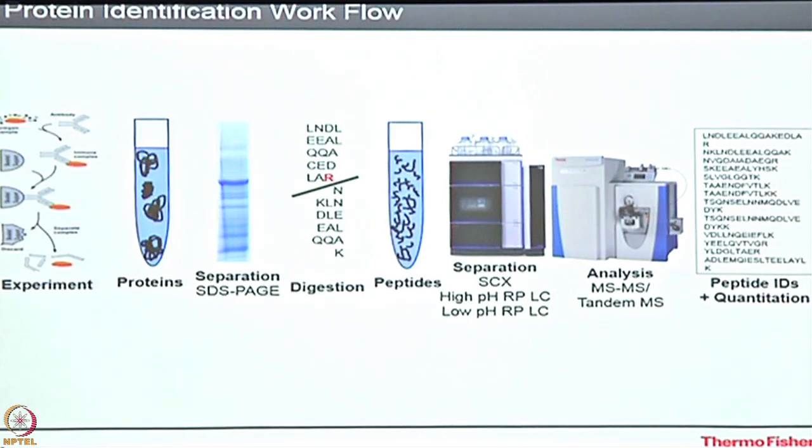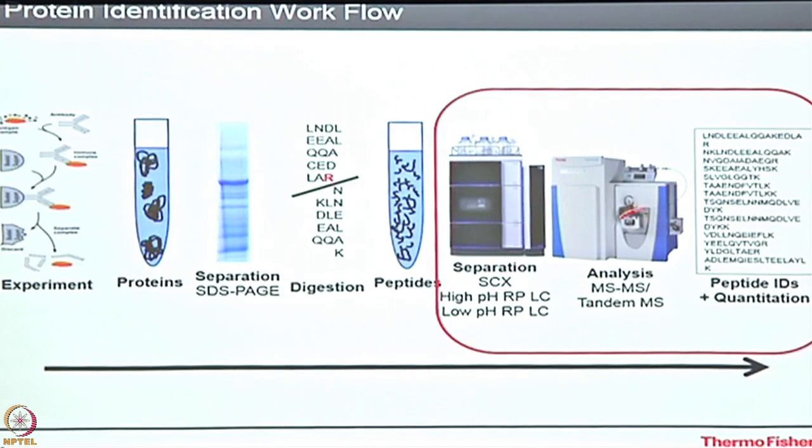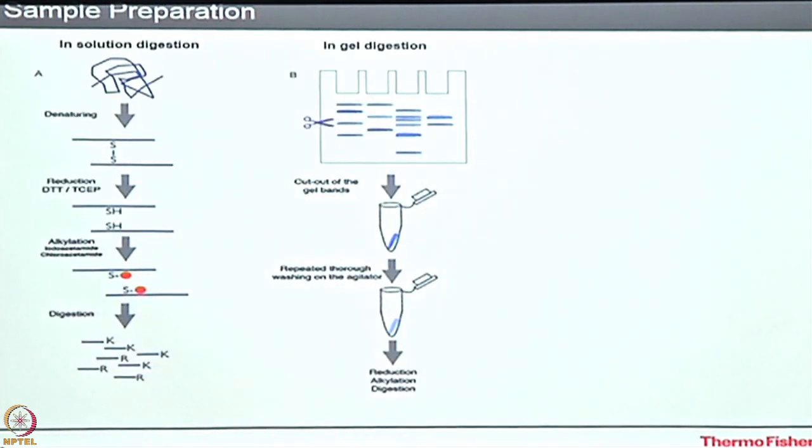Okay. So today we'll discuss mostly on the mass spectrometry part, how you can introduce the peptides into the mass spectrometer, and how you can analyze the data. Okay, so before going to that, I am just giving you a brief on the sample preparation. So you have the IP proteins.